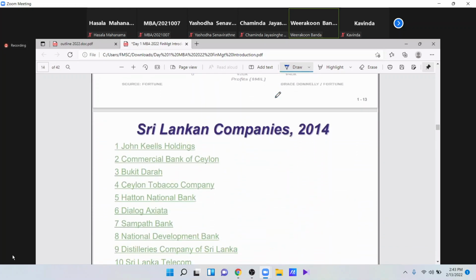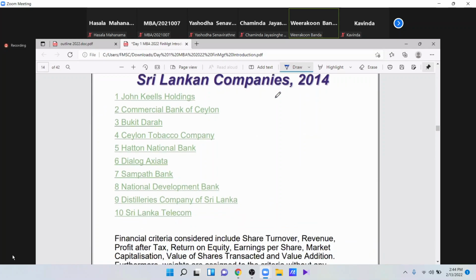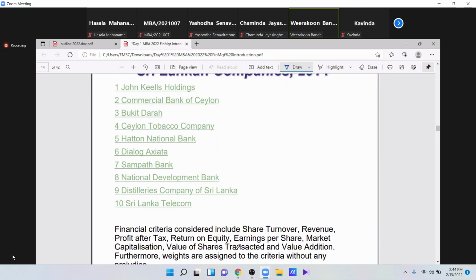Now you can think of Sri Lankan companies. In 2014, John Keells, second place Commercial Bank of Ceylon, third Bukit Darah, fourth Ceylon Tobacco, fifth place Hatton National Bank, Dialog, Sampath Bank, National Development Bank, Distilleries Company of Sri Lanka, and Sri Lanka Telecom in 10th place. So here it indicates rankings based on their income level.